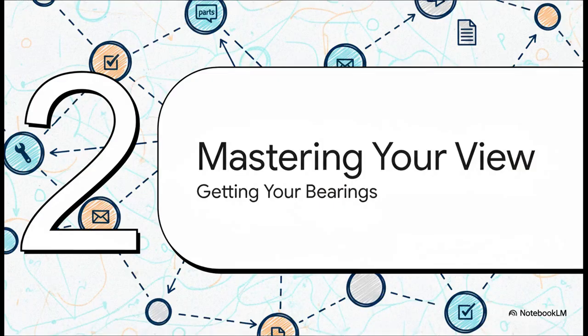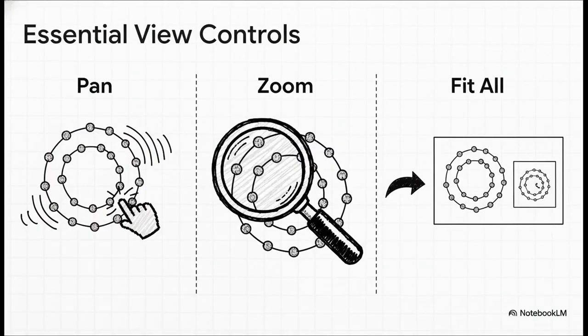Okay, so every good explorer needs to know how to read their map and use their compass, right? So first up, let's master the view and get our bearings on the canvas. This is all about learning to navigate your new landscape with total confidence. The basic controls are super intuitive, exactly what you'd expect. You can click and drag to pan around your map, use your mouse wheel to zoom way in for the tiny details, or pull way back for that bird's eye view. And hey, if you ever get kind of lost in the details, the Fit All button is your best friend. One click, and bam, every single connection is right back in front of you.